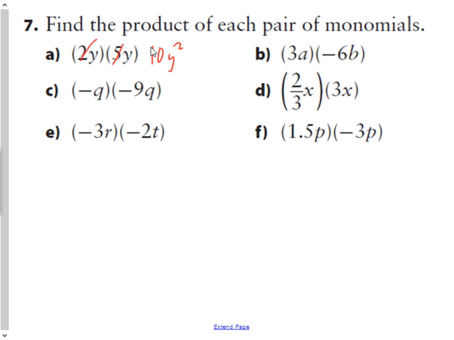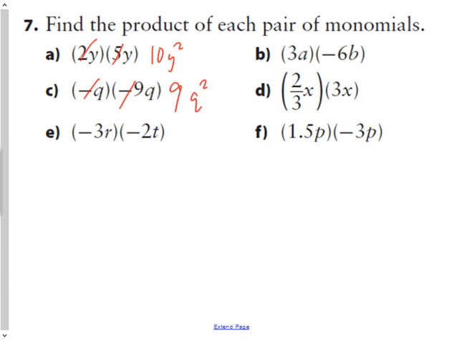Question C. Now, a negative q is the same thing as a negative 1q. The coefficient of negative 1, we never write coefficients of 1, and we never write coefficients of negative 1, but they're understood. So we know that that's a negative 1 coefficient. The reason why I say that is because in C, you need to combine your coefficients first. So a negative 1 multiplied by a negative 9 is a positive 9. So the negative 1 and the negative 9 are gone. And a q times q is q squared. So your answer is negative 9 q squared.